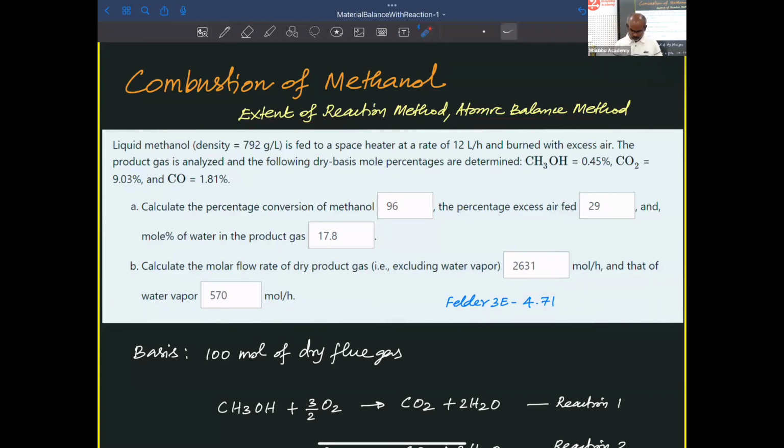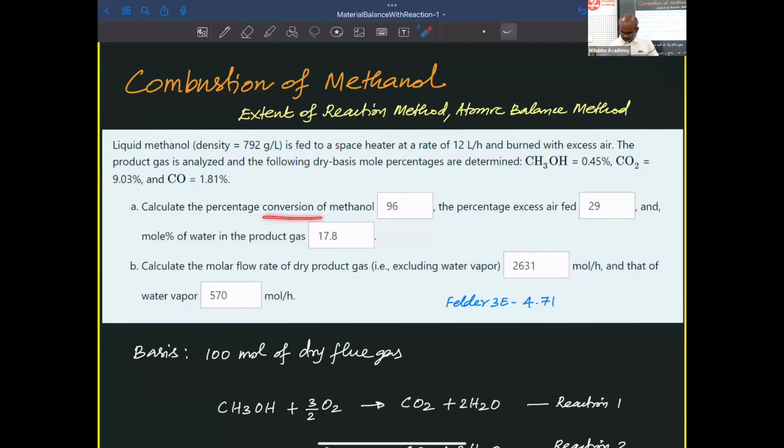Here, the problem statement is: liquid methanol having a density of 792 gram per liter is fed to a space heater at a rate of 12 liter per hour and burned with excess air. The product gas is analyzed and the following dry basis mole percentages are determined: methanol vapor, CO2 and CO. So these are all only the dry gas constituents, which means there will be some moisture also present.